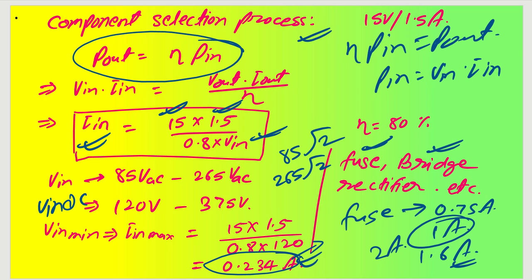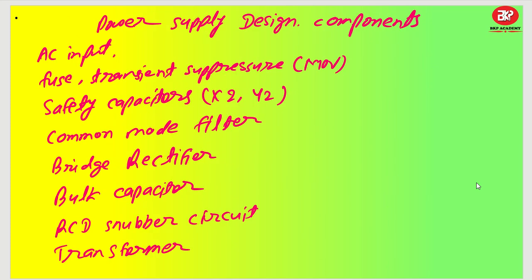What I have done is list down each and every parameter that we will be taking up while designing the power supply. While designing the power supply, we have to have these components: the AC input, so we need an input connector. Then we need a fuse. Then we need transient suppressors, that is metal oxide varistors or MOVs. Then we have safety capacitors like X2 capacitor and Y2 capacitor.